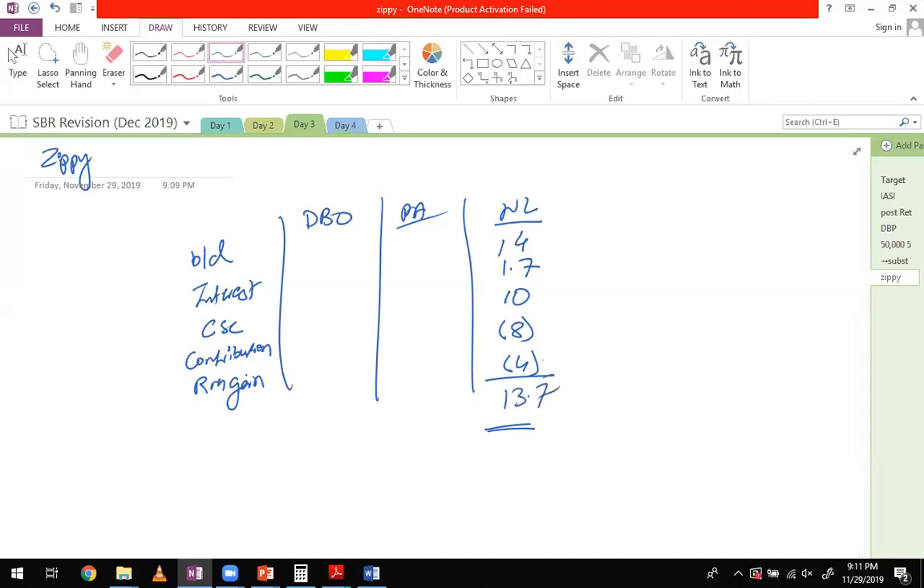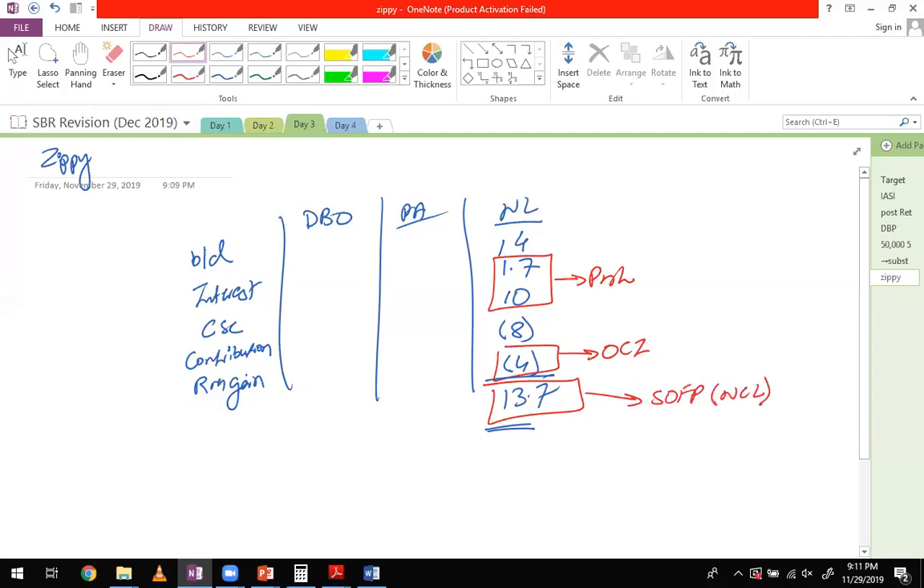So now if I make the accounting entry, I'm going to say that these two values should go to the P&L, 4 should go to the OCI and 13.7 should go to the statement of financial position as a non-current liability. So this is the accounting treatment that ideally we should be following in our answer.